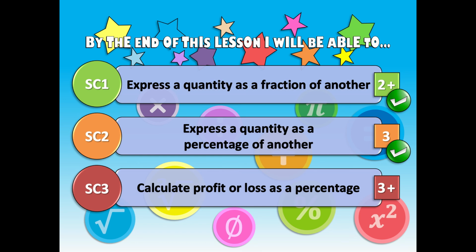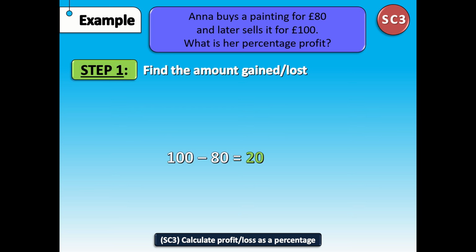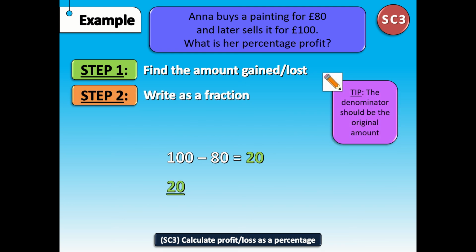to calculate profit or loss as a percentage. So Anna buys a painting for £80 and later sells it for £100. So what is her percentage profit? So we need to work out how much she's made. So she's made £20 profit. Then we write that as a fraction. So that's 20, and it should always be over the original amount. So the bottom number should always be the original amount. So it's 20 over 80.